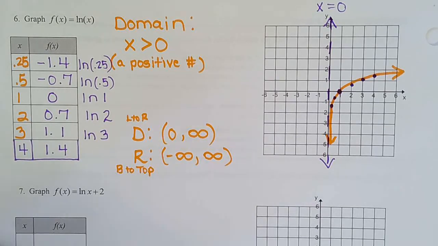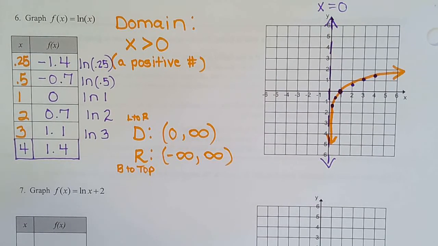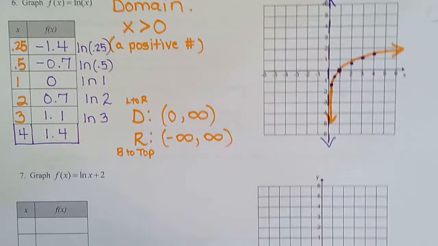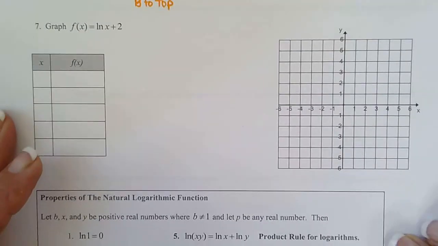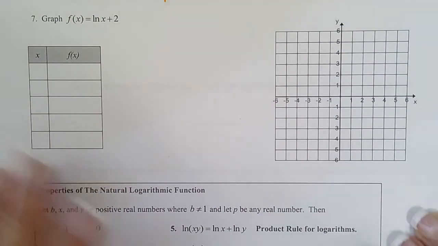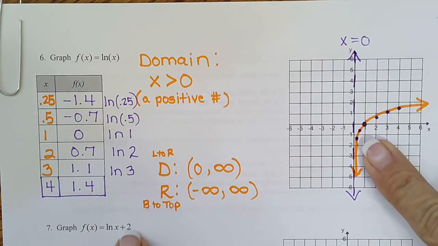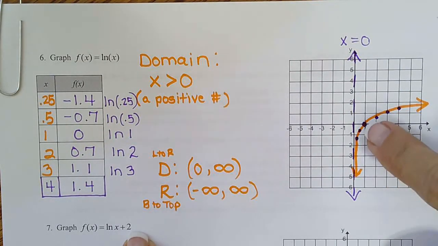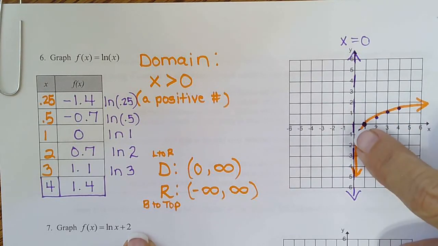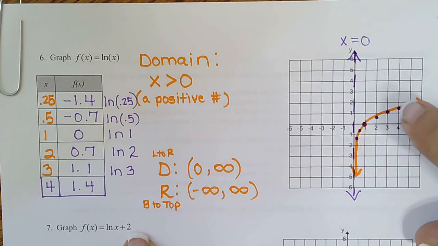And there is my log graph. Done! So now this log graph is going to be this one, but take every point and shift it up 2. So move this one up 2, it'll be here. Move this one up 2, it'll be here. Move this one up 2, it'll be here. Move this one up 2, it'll be here. And that will be that graph.